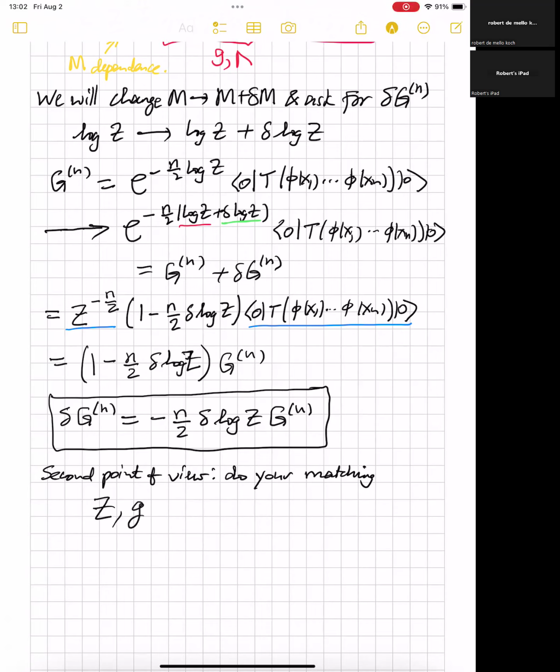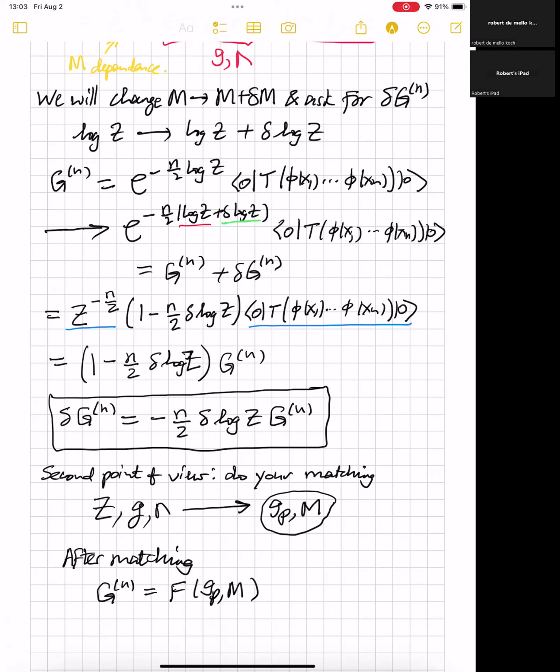and G and the cutoff have been replaced by the physical coupling and the renormalization scale M. So after matching, things only depend on G, P, and M. After matching, we've eliminated Z, G, and lambda, and Gn is now just some function of the physical mass and the coupling.